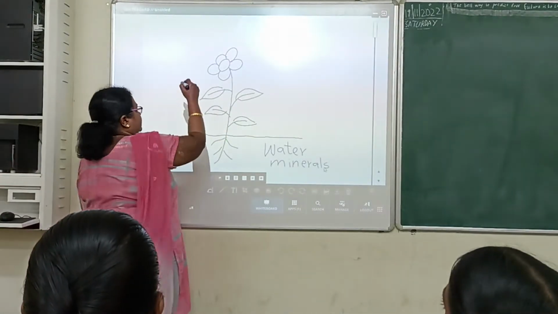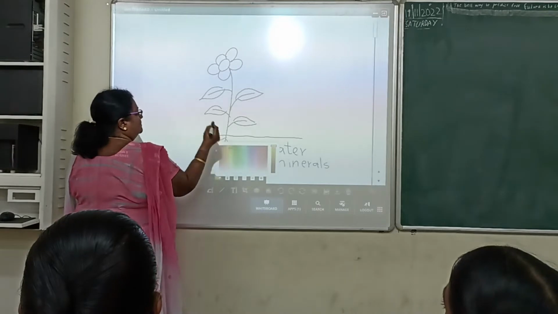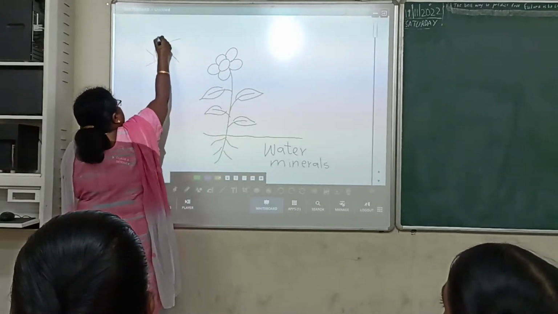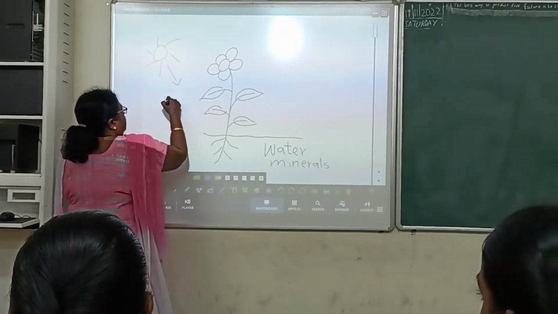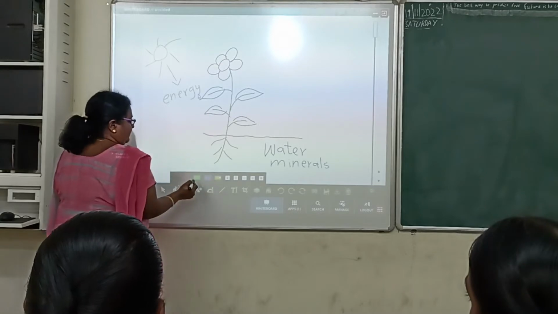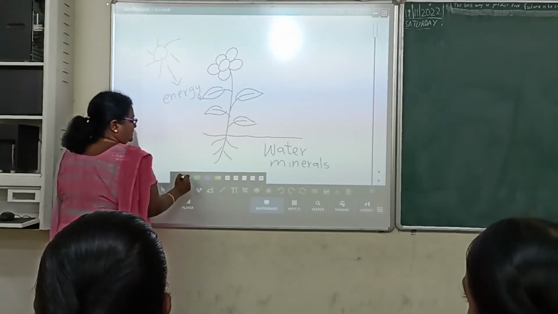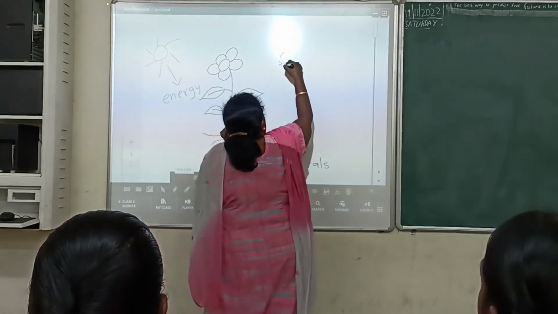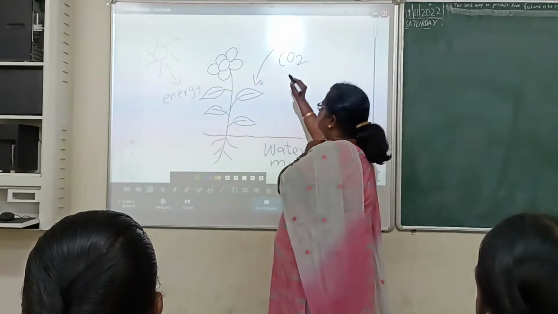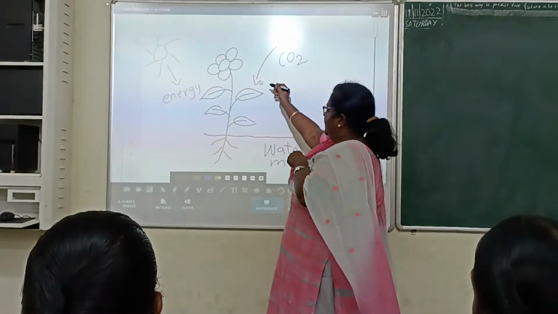Now what happens here is we have the sun. The sun gives energy. So the sunlight transfers energy to the plant. And then the plant uses carbon dioxide for preparation of food. This is in the atmosphere. It takes the carbon dioxide.